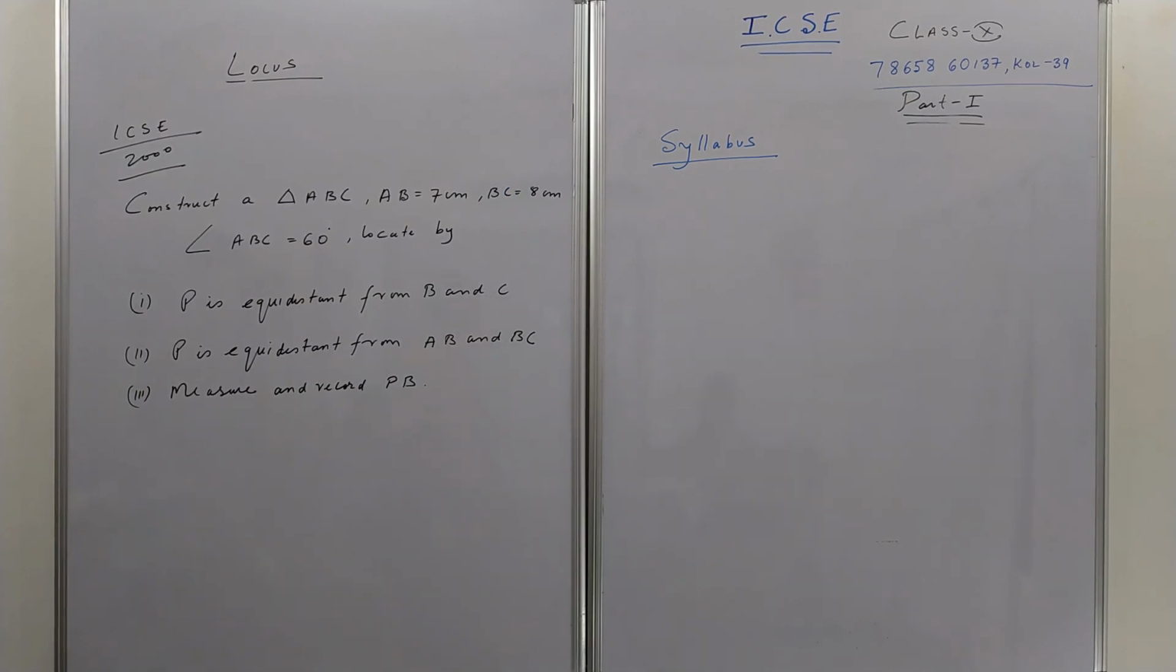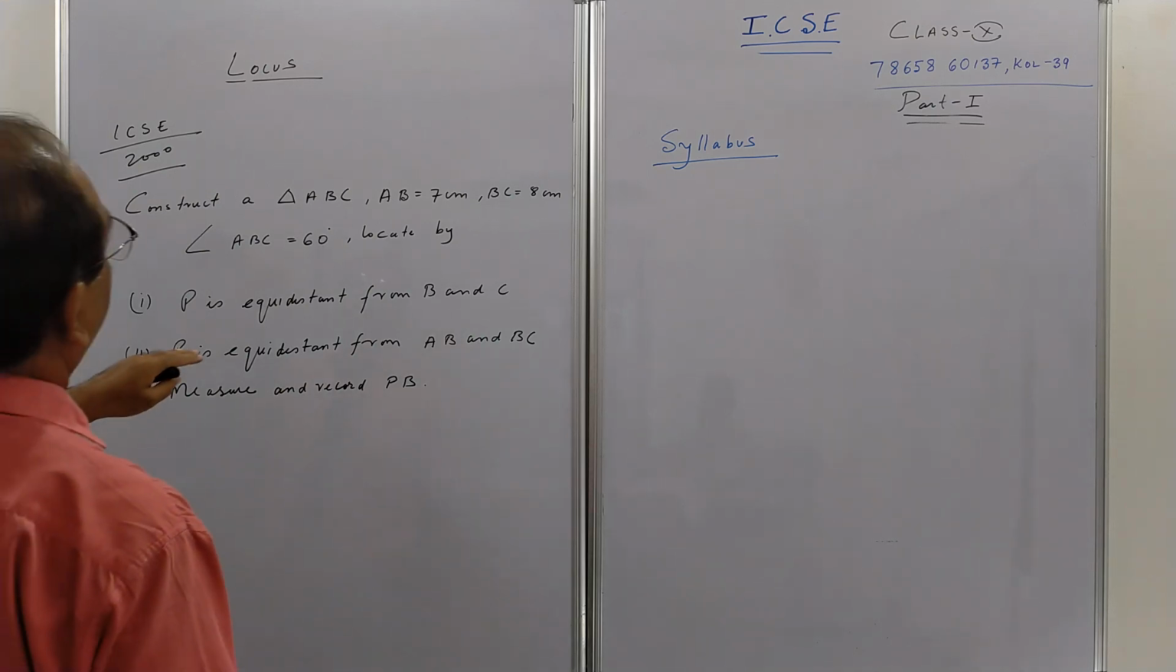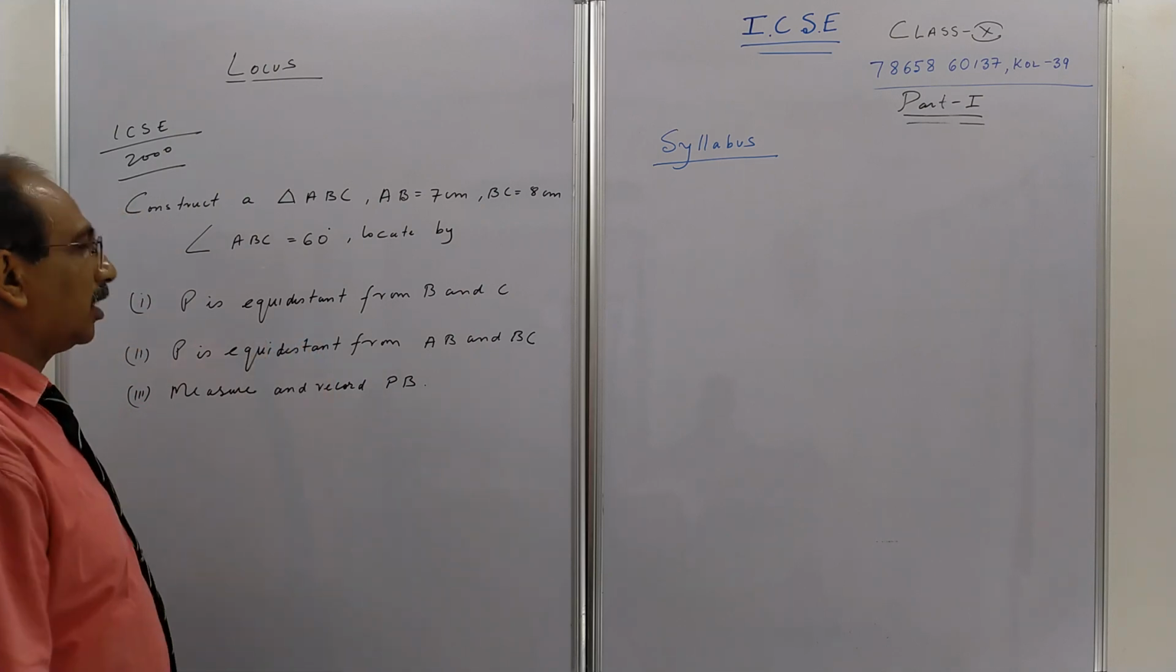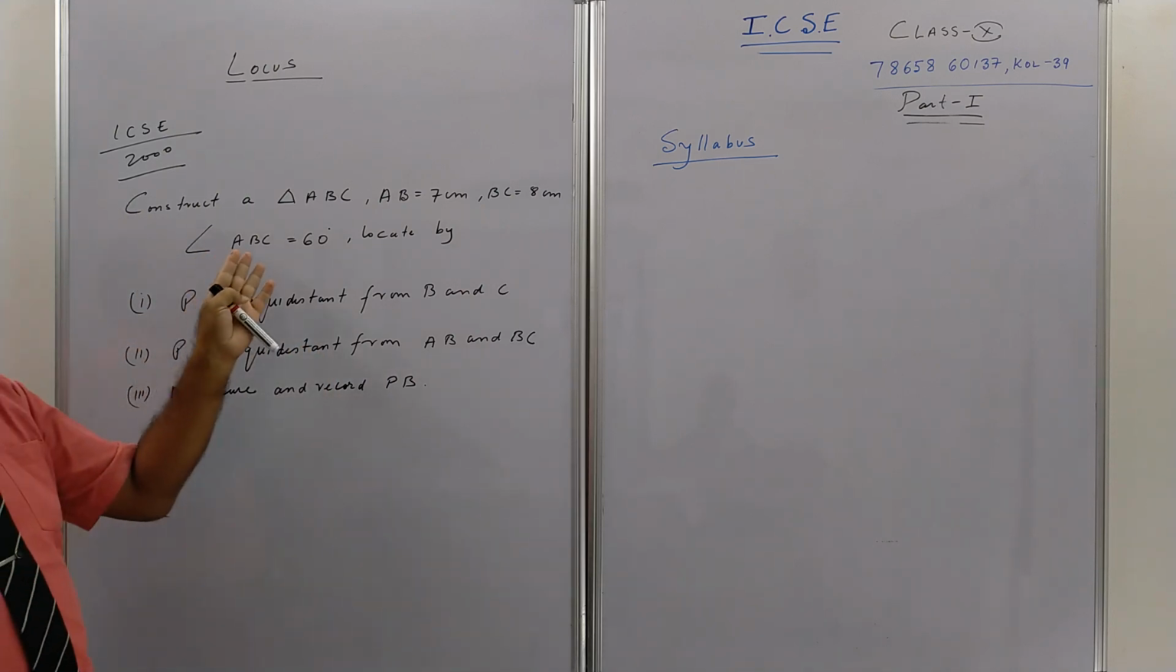Now children, I take one sum, ICSE 2002, to explain this concept of loci, and this example is one of the best examples. So see here, this is a 3-mark question. First you have to draw a triangle, children.